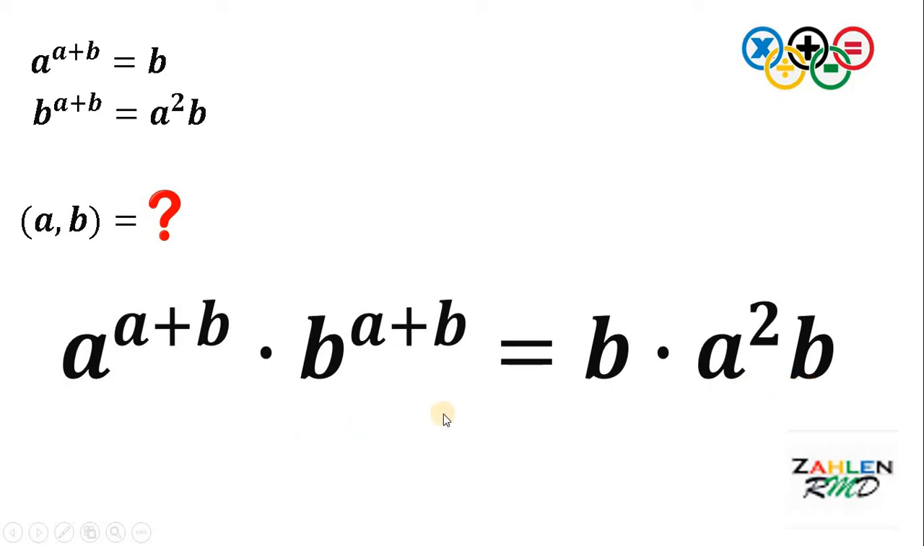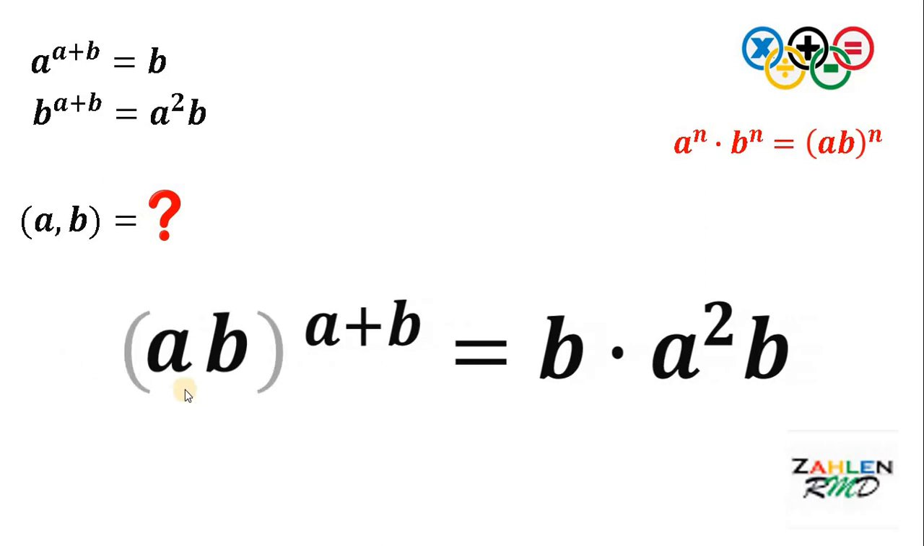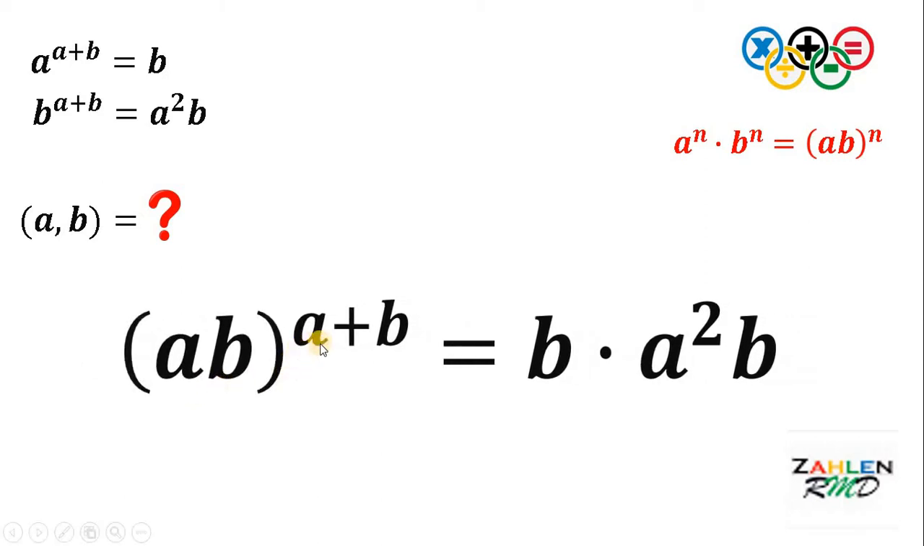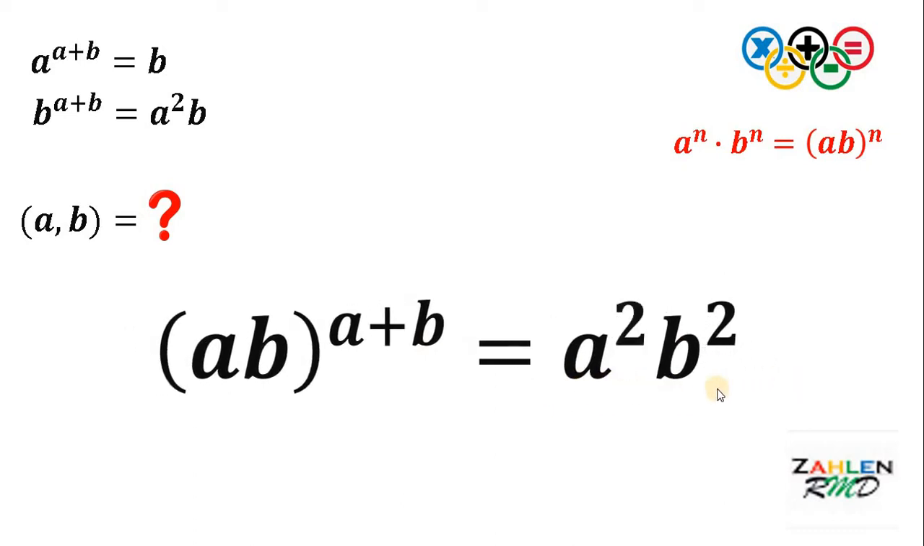Now at this point, we will use some laws of exponent. If we have a raised to n times b raised to n, it is equal to ab raised to the power of n. So if we have different base but they have the same exponent, we can just multiply their base. It follows on the left hand side, we have a times b raised to a plus b. Now on the right side, we can multiply them. B times a squared times b will give us a squared times b squared.